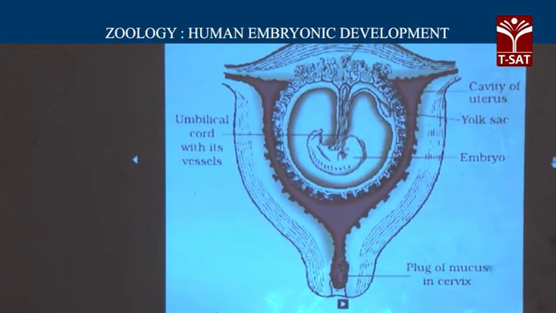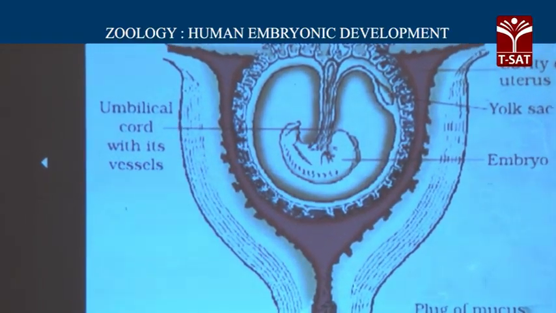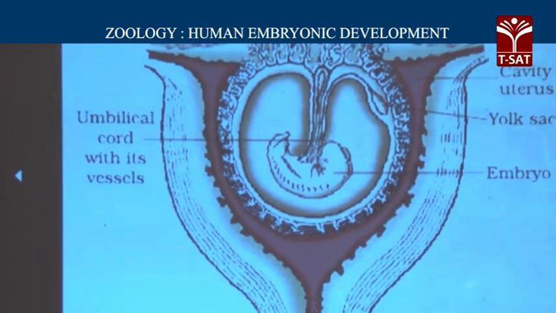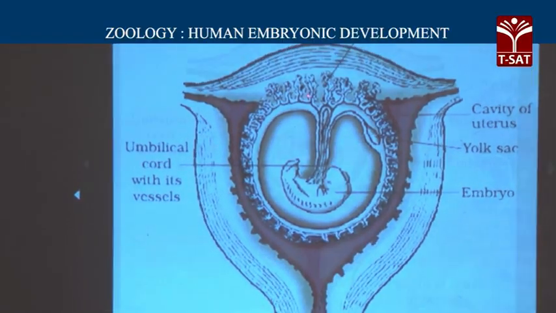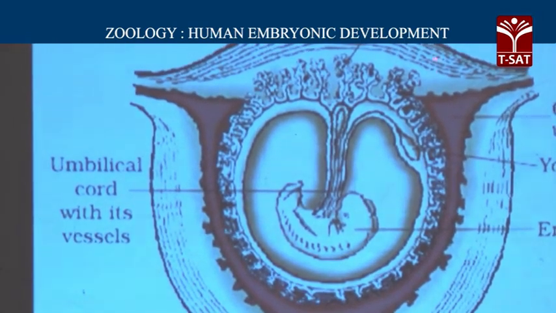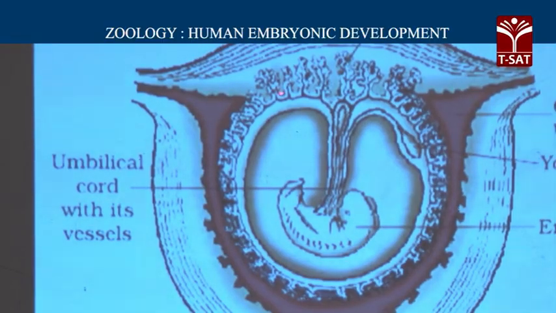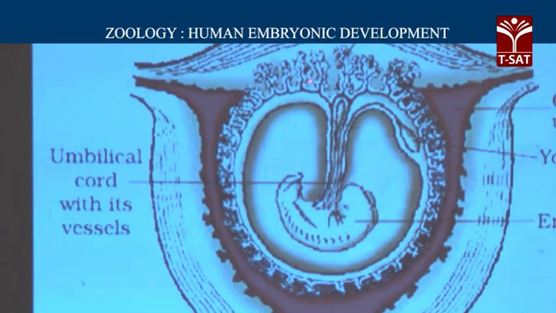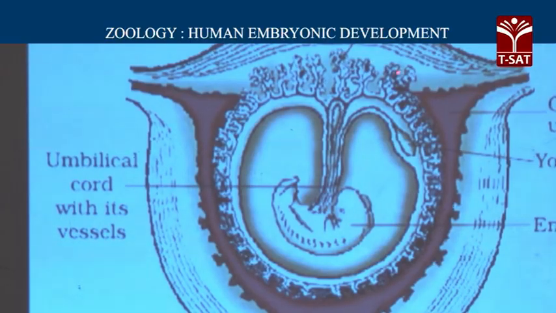Here I am going to explain the different parts of the implanted, growing, well-grown embryo, the fetus. Villi, like finger-shaped, enormously growing structures, these are called the chorionic villi. The chorionic villi are growing enormously, deeply buried in the wall of the endometrium.